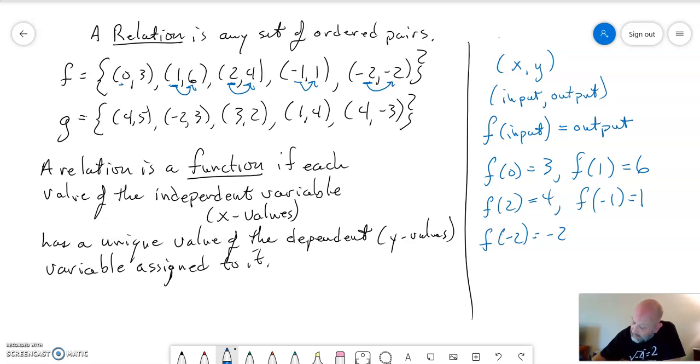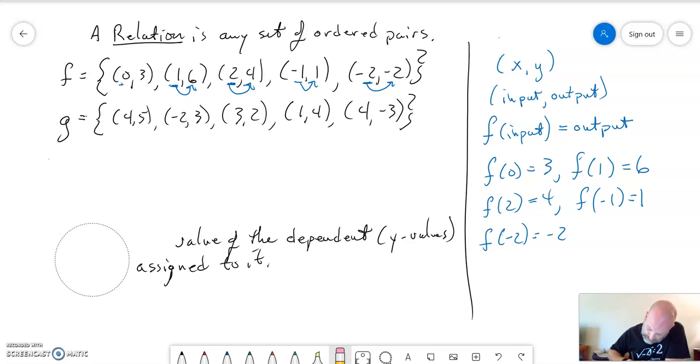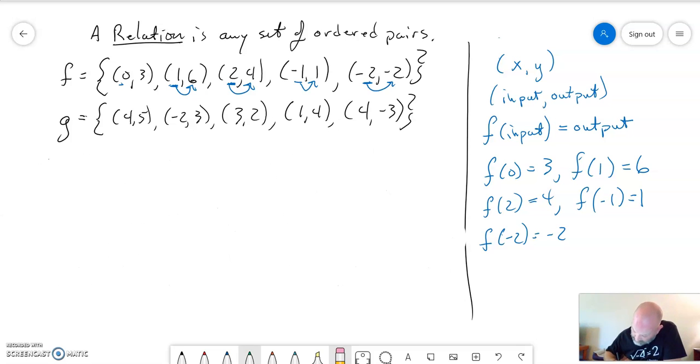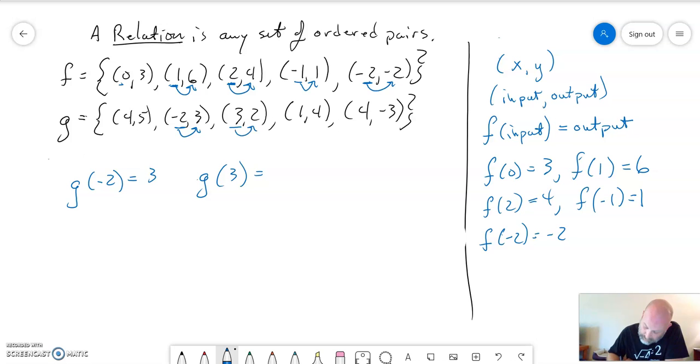Now, each one of these was single. Just to make a little more room here, I'm going to go ahead and erase this. And let's look at G. So if I just started picking things and said, what about G of -2? Well, G of -2 is 3. I can see that right there. G of 3 is equal to 2. And you notice again, we're not doing any computation. We're just looking at what the function says the output is. It's just an assignment of an output to an input.